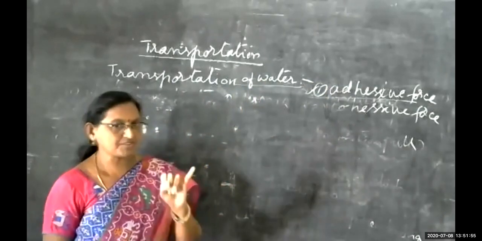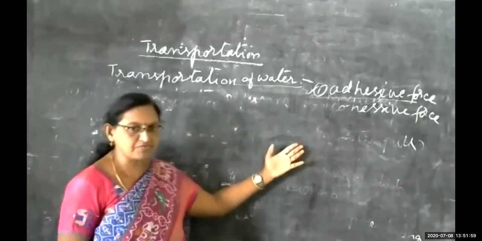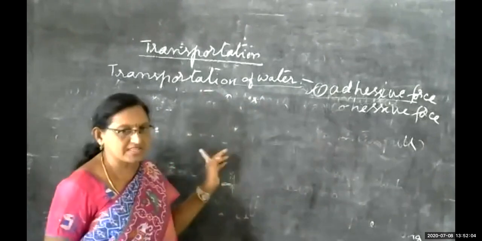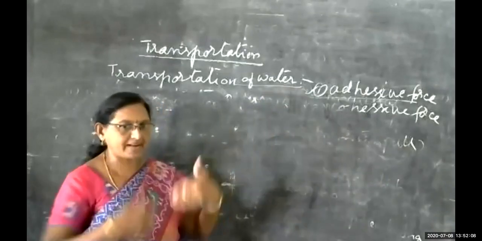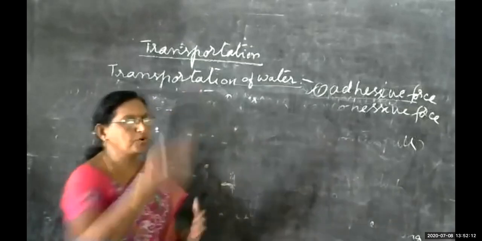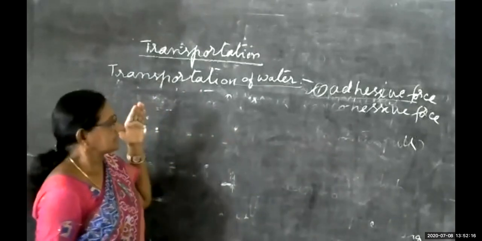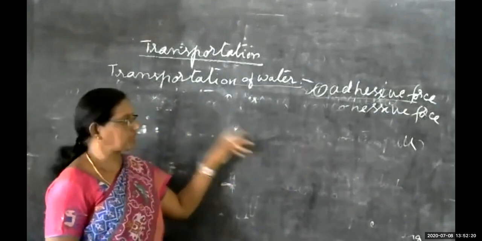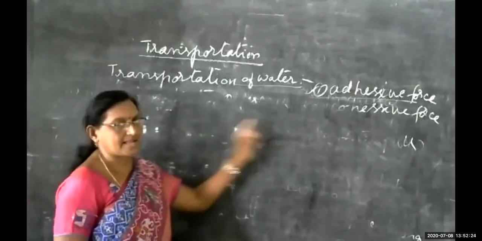So suctional force develops a root pressure, and then adhesive force. That adhesive force is helpful to maintain a water column in the xylem vessel, and cohesive force is helpful to attract the lower water molecules, and a transpiration pull will be developed by the cohesive force itself. So that is the type of process. The transportation of water by xylem vessel is known as passive transport.